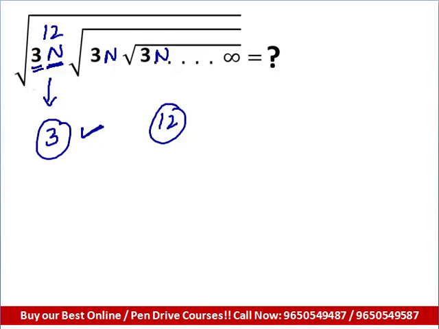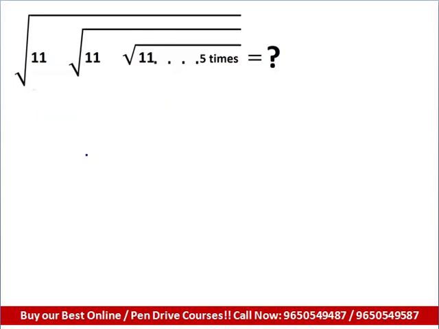But now when you don't have a series, now understand what is the difference. Now when you don't have a series till infinity, square root of 11 into square root of 11 into square root of 11, this has been given to repeat for 5 times. It does not go on till infinity. So now how do you go about solving such a question?